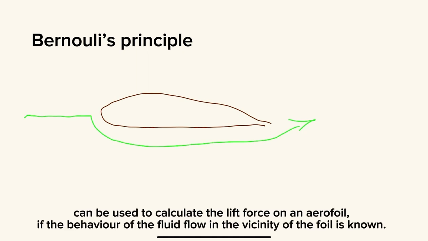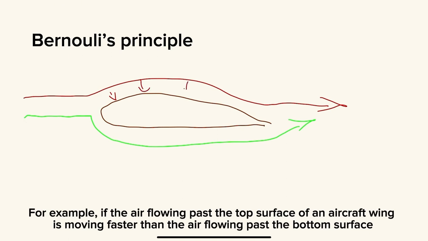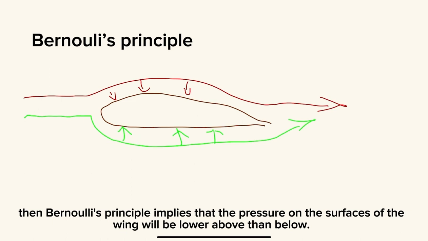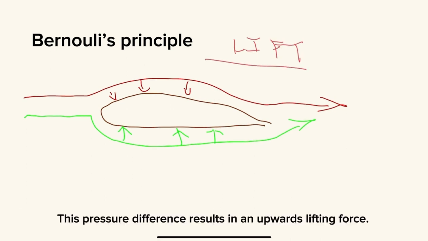Bernoulli's principle can be used to calculate the lift force on an airfoil if the behavior of the fluid flow in the vicinity of the foil is known. For example, if the air flowing past the top surface of an aircraft wing is moving faster than the air flowing past the bottom surface, then Bernoulli's principle implies that the pressure on the surfaces of the wing will be lower above than below. This pressure difference results in an upward lifting force.